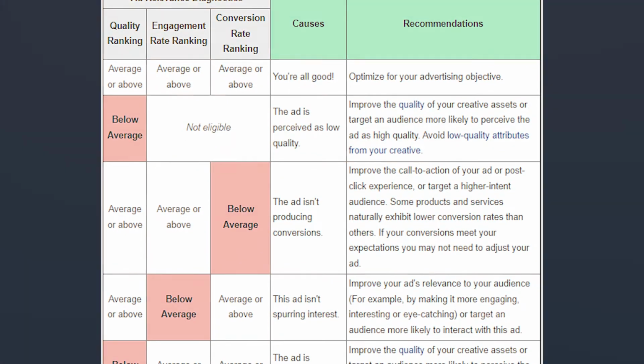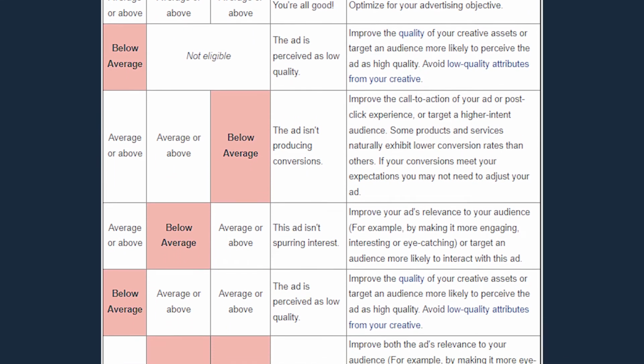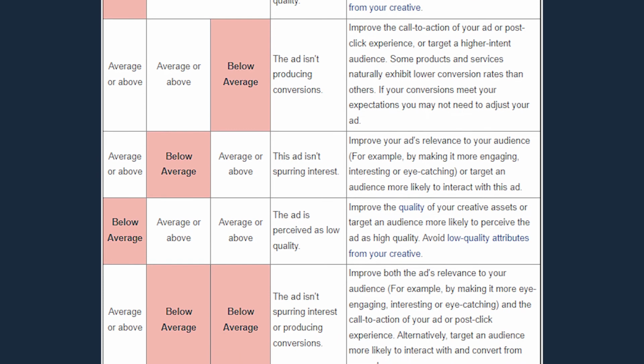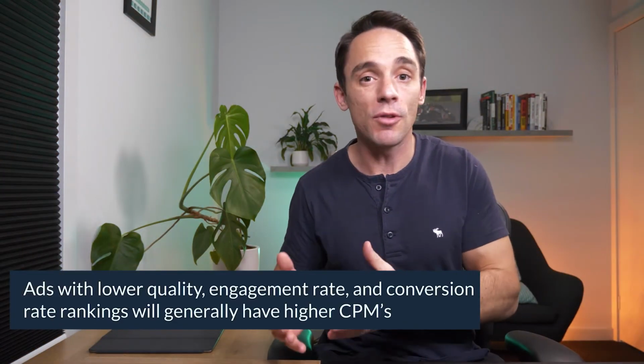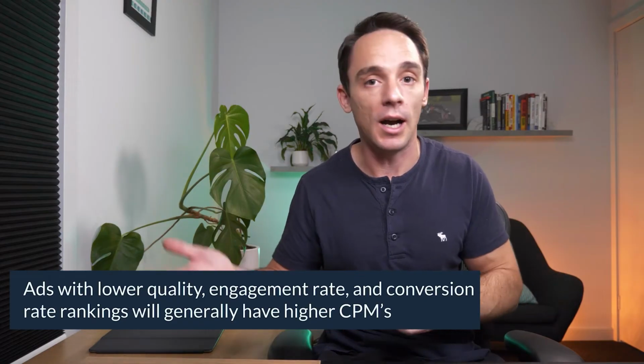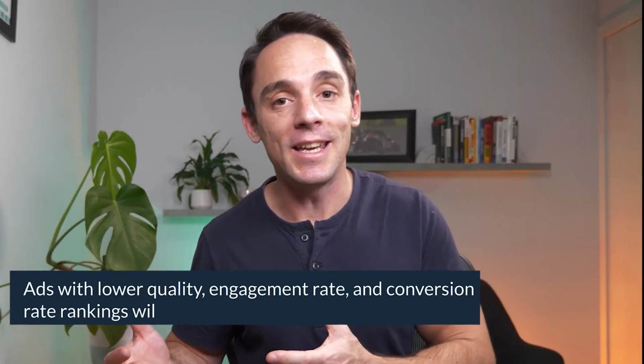And Facebook actually have an entire table that helps you then use those indicators to determine what you need to fix within your ad. So ads with lower quality, engagement, and conversion rate rankings are generally going to have higher CPMs. And ads with higher rankings are generally going to be cheaper or have lower CPMs.